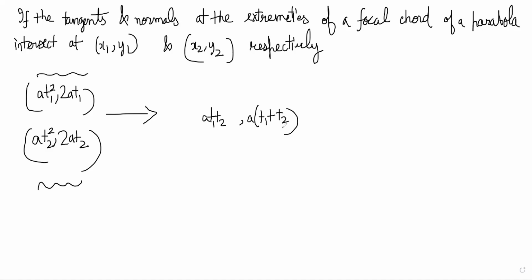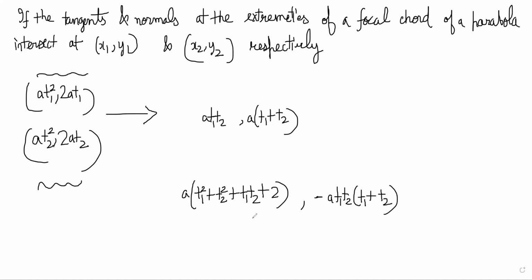Where is the point of intersection of normals? It's a slightly longer one. A(t1² + t2² + t1t2 + 2), and the point of intersection is a·t²(t1 + t2)... sorry: a(t1² + t2² + t1t2 + 2), and then minus a·t1·t2(t1 + t2), right?